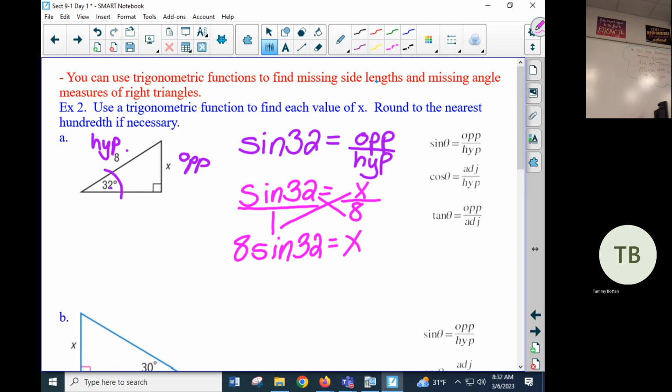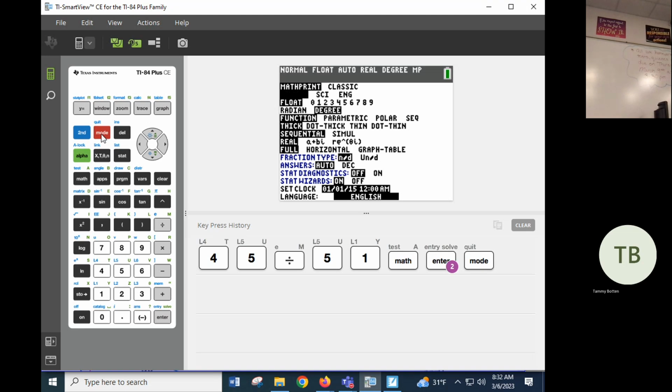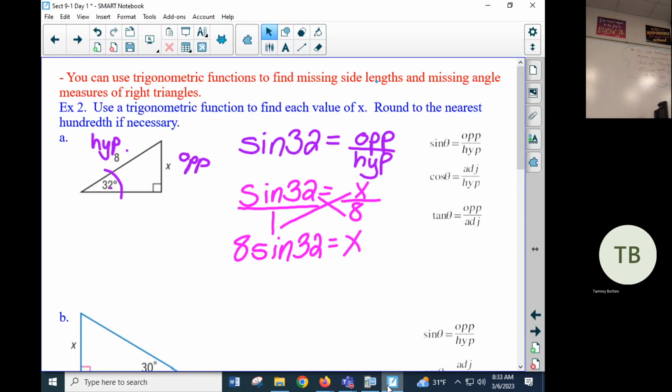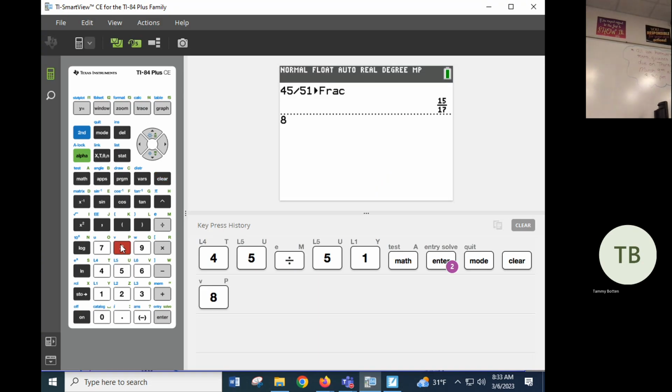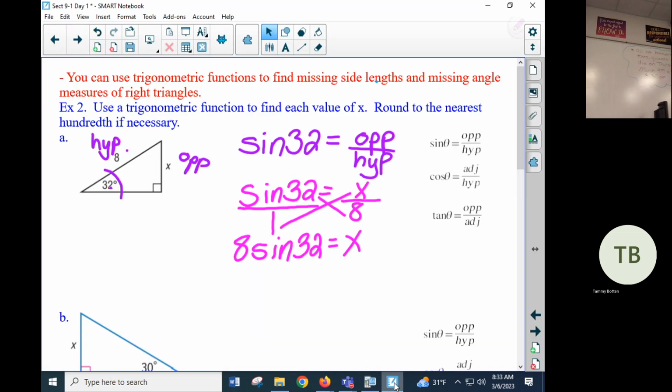Now is when you have to make sure your calculator is in degree mode. And if you forgot how to do that, remember you go to this mode key and you have to make sure it's in degree. And if it's not, you would just move your arrows, go to degree, hit enter, and then to get out of here, you can go clear, right? Now, what we're gonna type in is just 8 sine of 32. So we'd go 8 sine 32, and we get 4.24. We're gonna round to 2 decimal places. 4.24? Yeah. Okay.